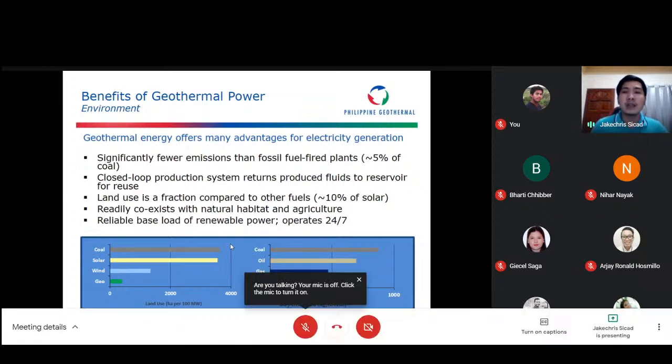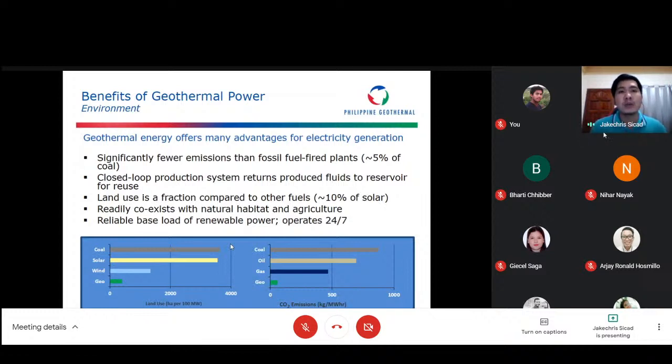It has significantly fewer emissions than fuel-fired plants. So it's around 5% of coal only. And given the closed loop system that I discussed earlier, what we basically produce is being returned back into the reservoir for reuse. So hence it's being renewable.